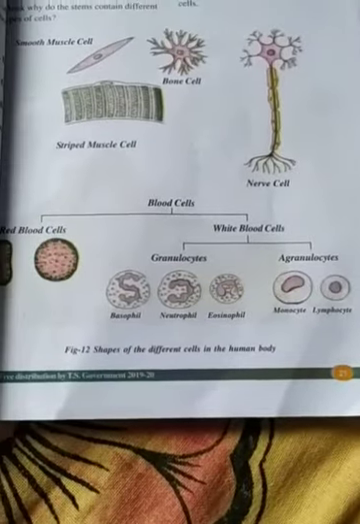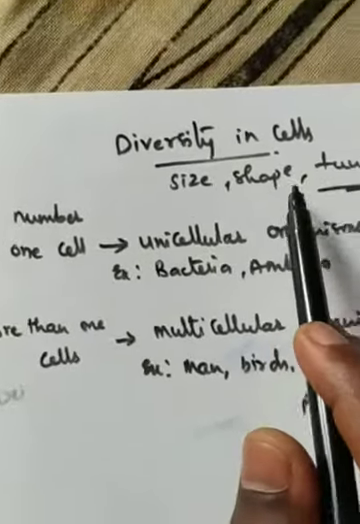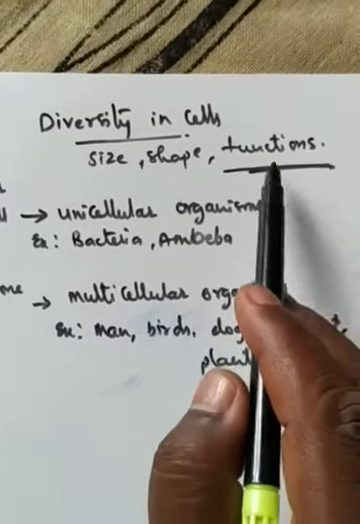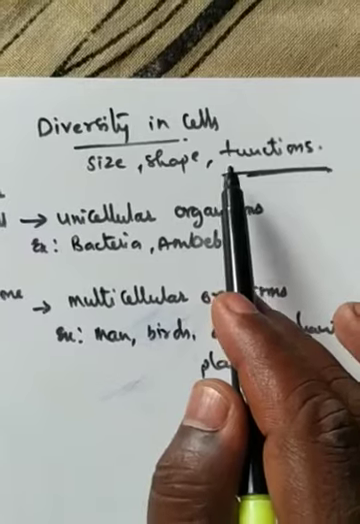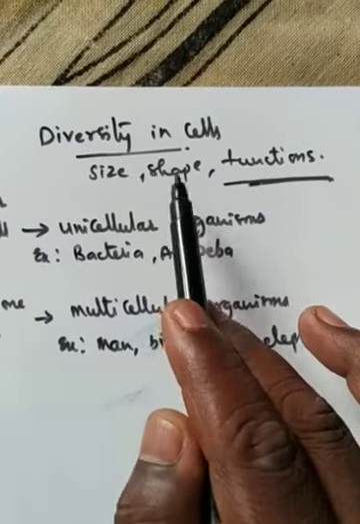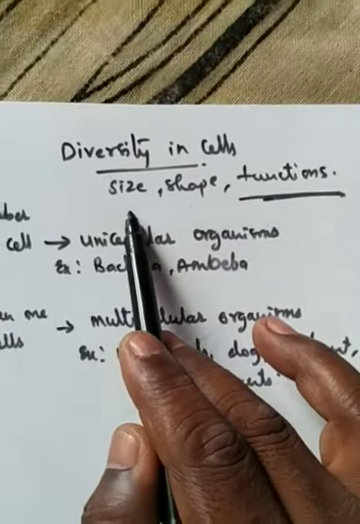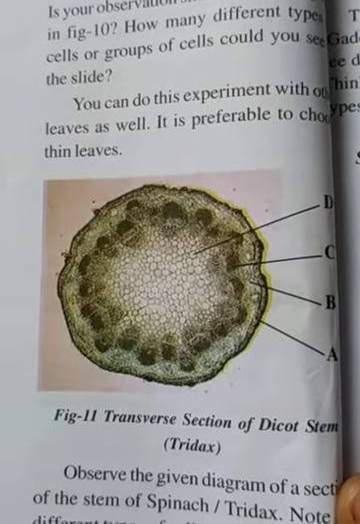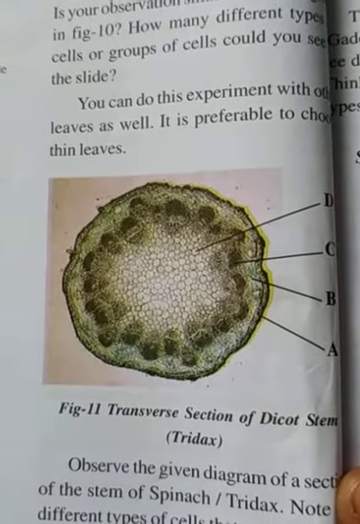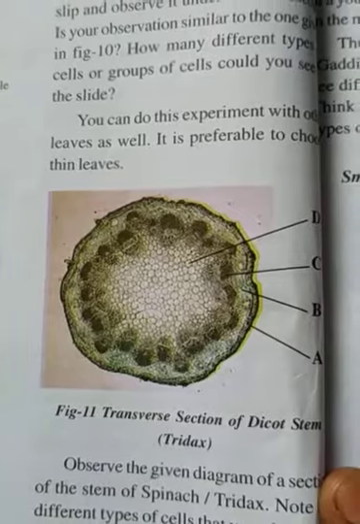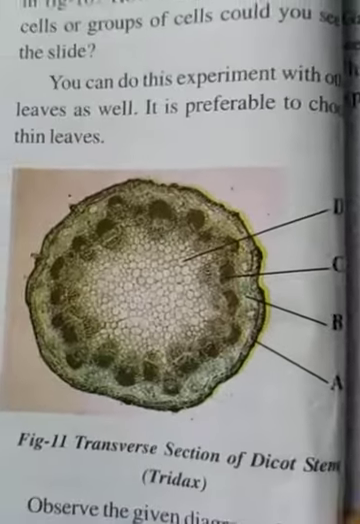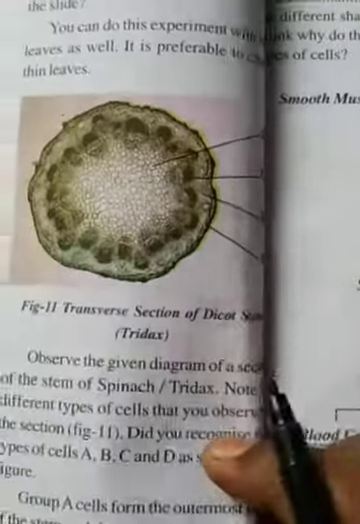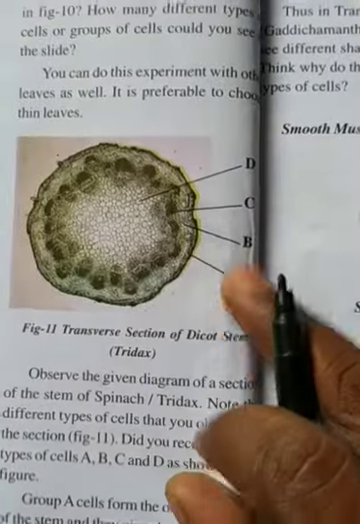Clear? Understood, everybody? So the shape or size differs based on the function. What is their duty? Accordingly there will be shape, accordingly there will be size. Right? When you see the structure of a leaf, TS of a leaf, can you see this diagram? This is nothing but a stem of a plant. When you cut the stem and observe under the microscope, it looks like this, where it also has different types of cells, labeled as A, B, C, D.